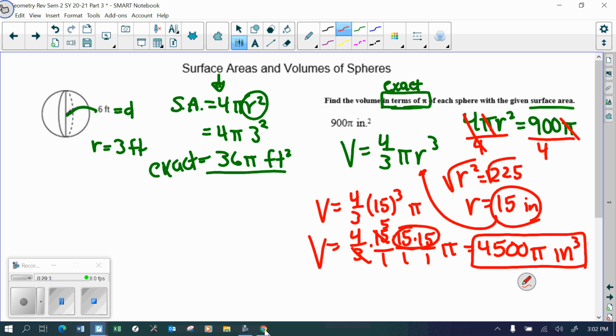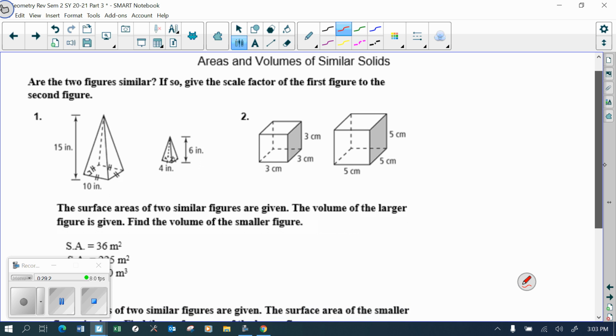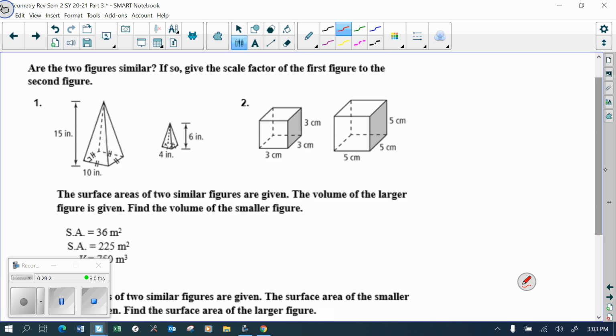Okay, next one. Areas and volumes of similar solids. Are the two figures similar? Remember, similar means same shape but not necessarily the same size. So the angle measures would be the same and the sides have to be of the same ratio. So notice the height is 15 to 6. 15 to 6. The side length is 10 to 4.